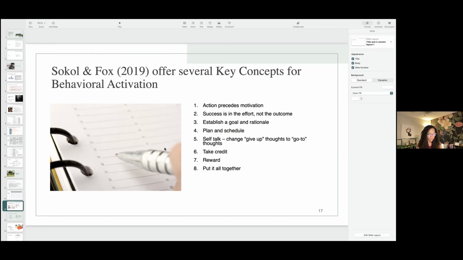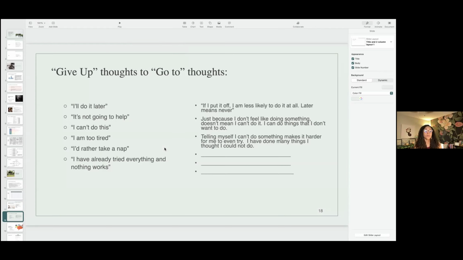And then putting it all together is what it sounds like, right? You put the plan all together, problem solving, the go-to thoughts, ways that a client can reward themselves, helping them to take credit even as you're going through the process of planning. That's the putting it all together piece. So what do we mean by give up thoughts and go-to thoughts? And here I'm going to ask you to do a little bit of thinking.